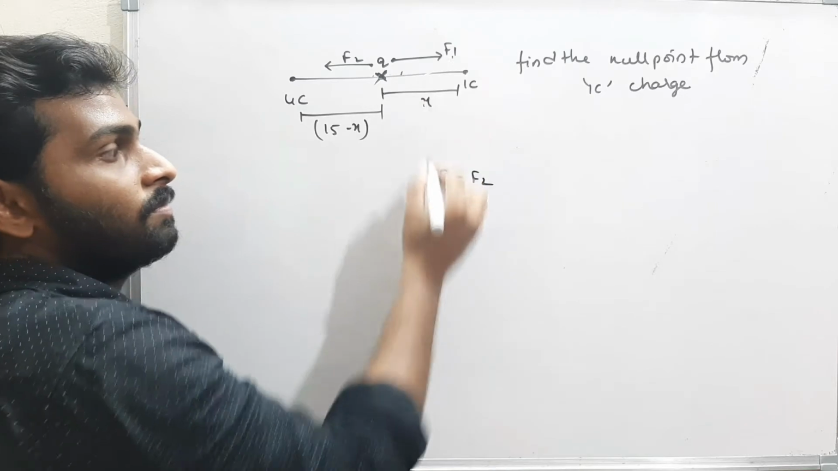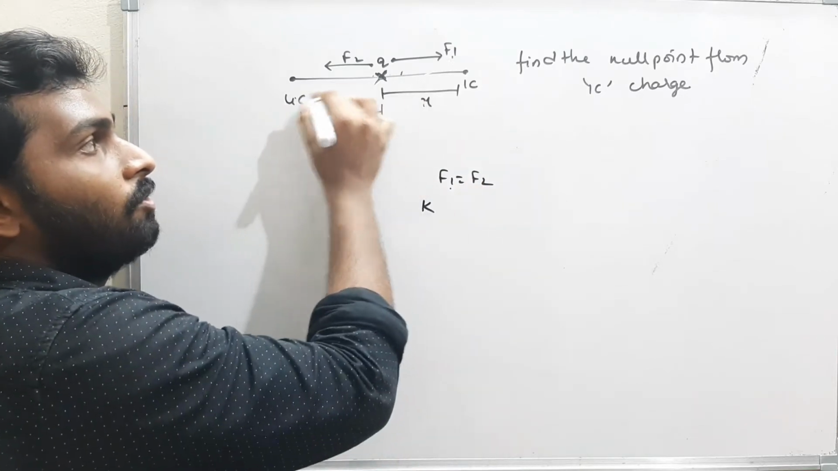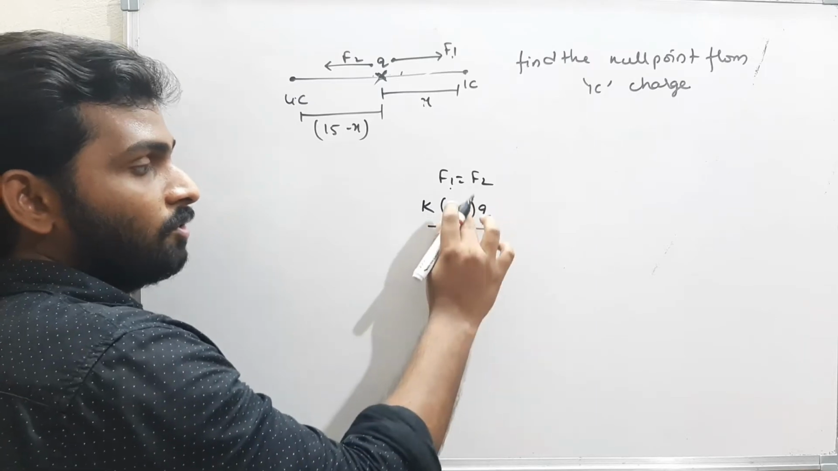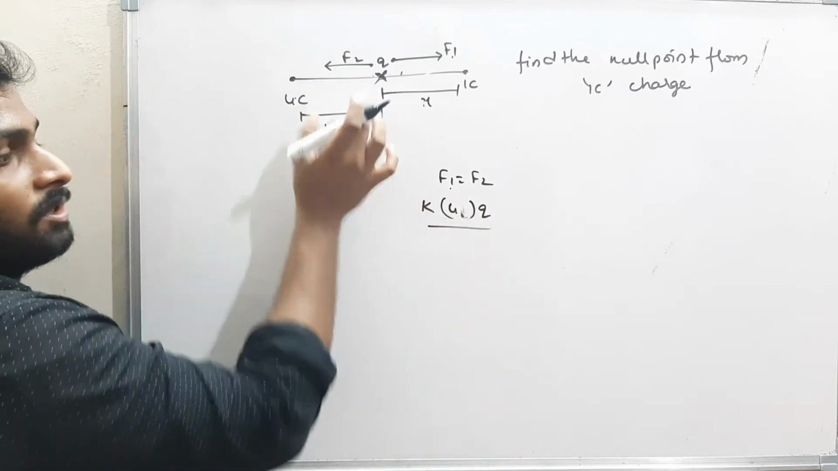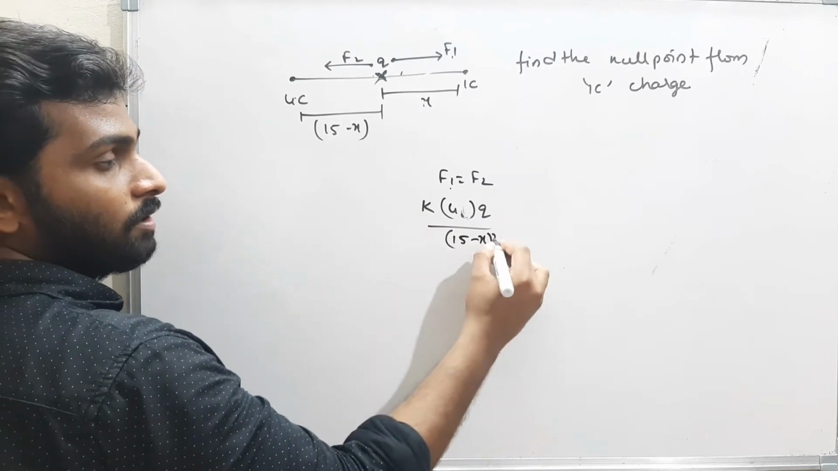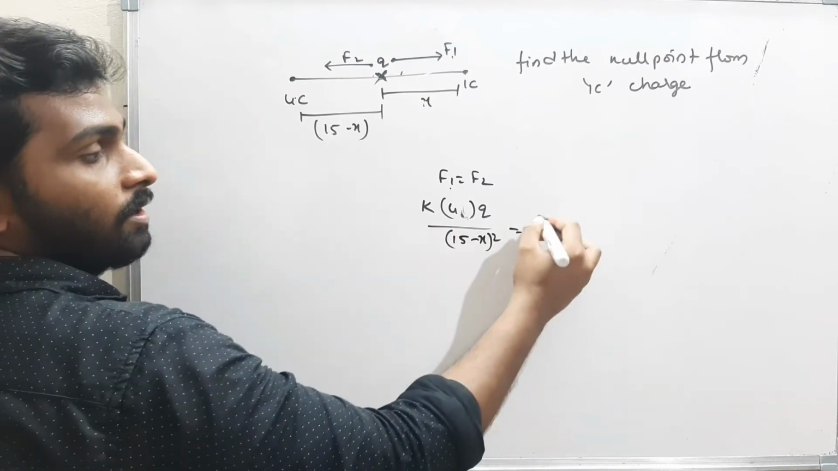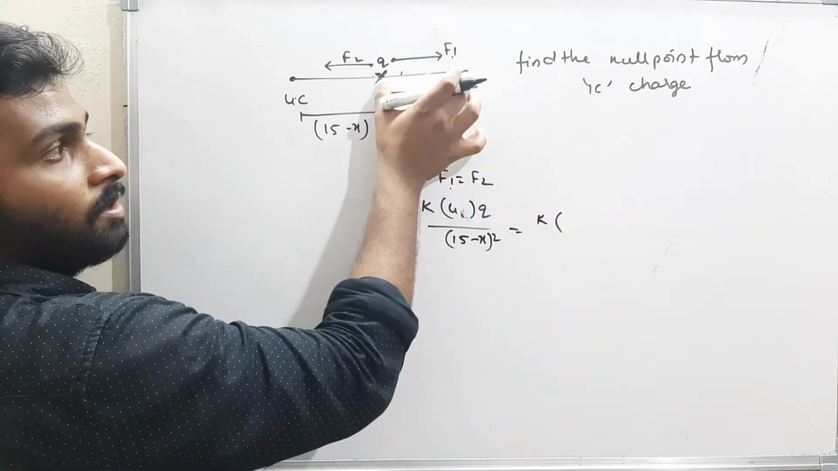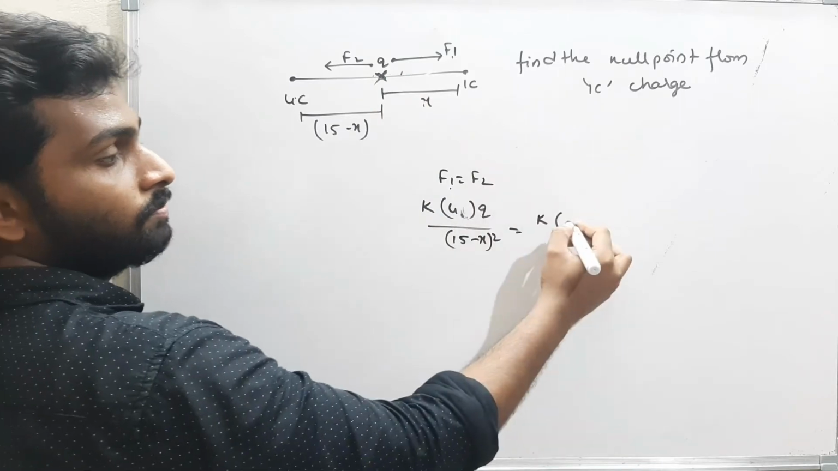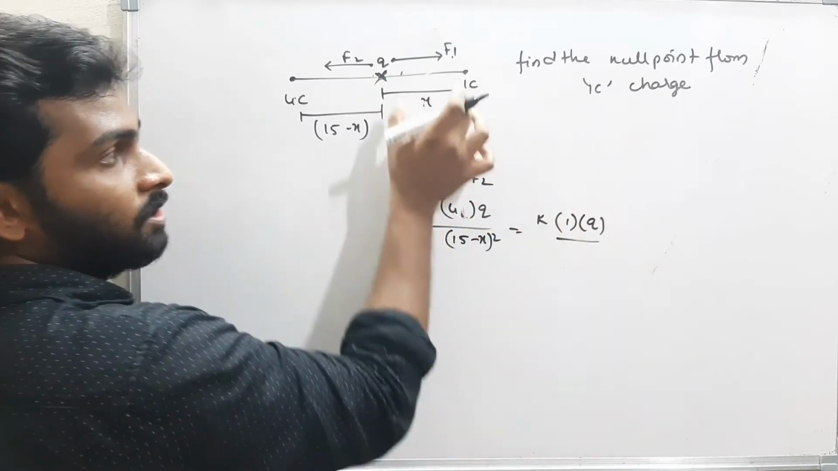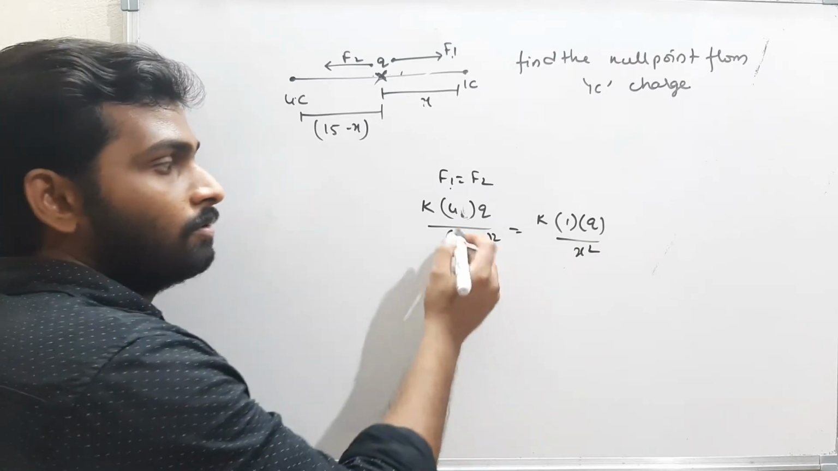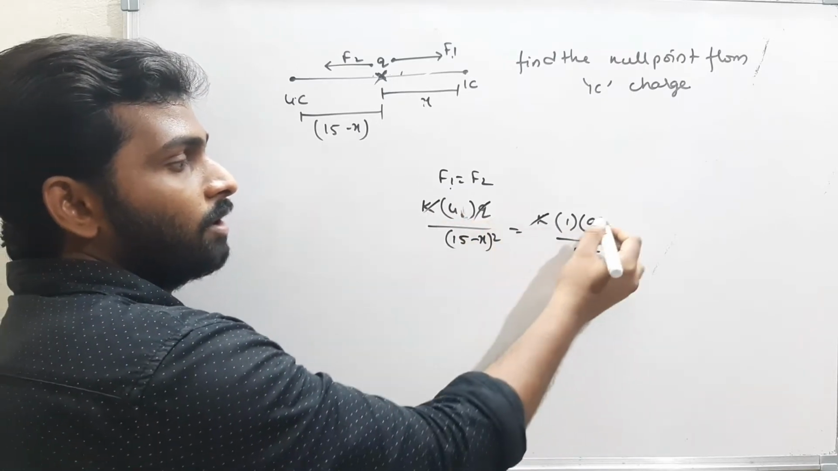What is F1? F1 is nothing but K into 4 coulombs into Q, divided by the distance squared. What is the distance? That is 15 minus x, whole square. This is equal to the force F2, which is K into 1 into Q, divided by the distance, which is x. Therefore, x square. Therefore, K cancels off, Q cancels off.